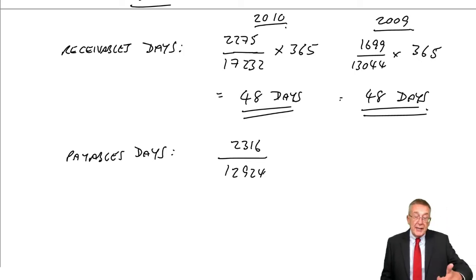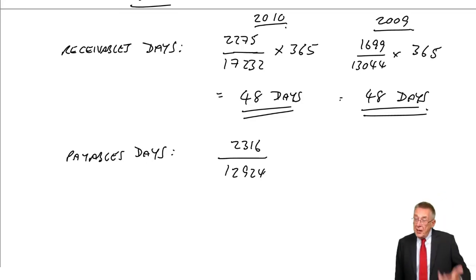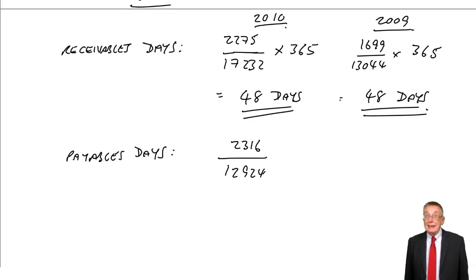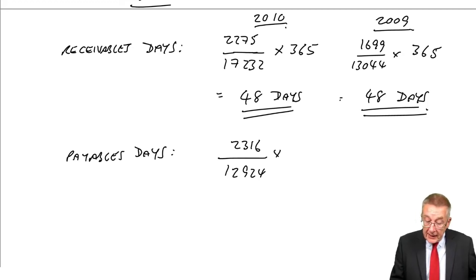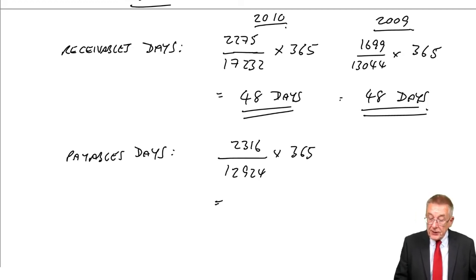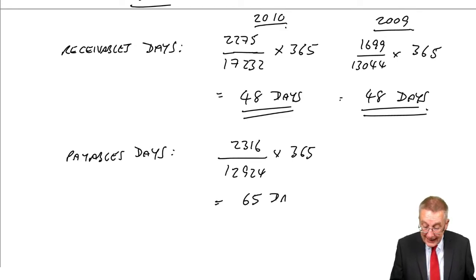So as I say, if you know credit purchases, use that. If you're simply told purchases, use that. If you're told none of it, you have to use cost of sales. But anyway, for the same reasons as receivables, it's that proportion to 365. Where are we? 2316 divided by 12924 times 365. I get 65 days.